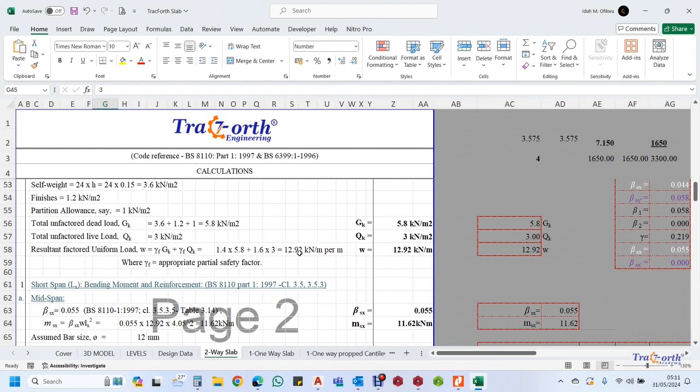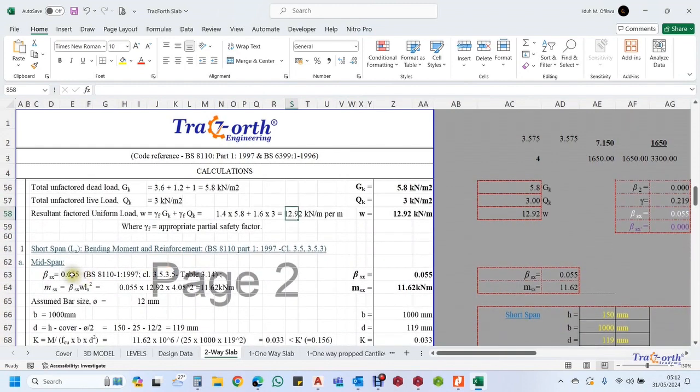the distributed load, the uniformly distributed load on the slab. So in this case, we have it as 12.92. When you multiply this and add this with this, you have 12.92 kilonewton per meter square. But because we are considering a meter width, we will now make it per meter run. So it becomes 12.92 kilonewton per meter run. So for every 1 meter, we have the distributed load as 12.92.